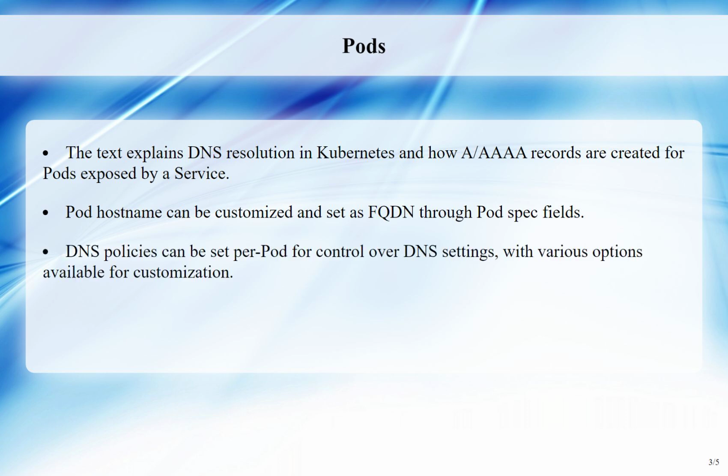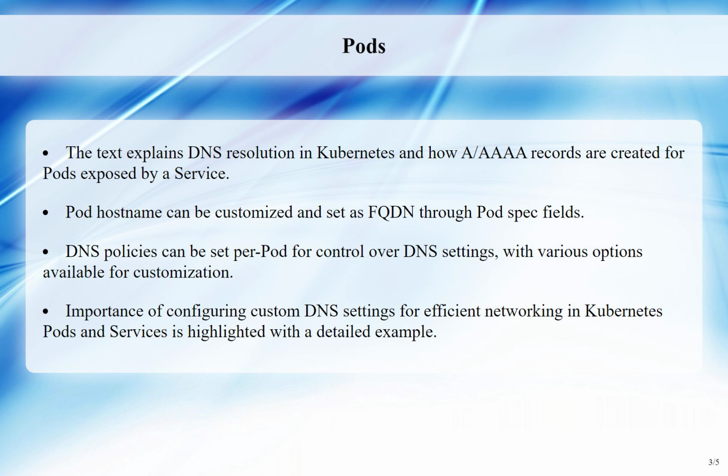DNS policies can be set on a per-pod basis to control DNS settings, with options such as Default, ClusterFirst, ClusterFirstWithHostNet, and None. Pod's DNS config provides additional control over DNS settings, allowing users to specify name servers, search domains, and options for hostname lookup. A detailed example is provided for creating a pod with custom DNS settings. Overall, the text emphasizes the importance of understanding and configuring DNS resolution in Kubernetes for efficient networking and communication between pods and services.